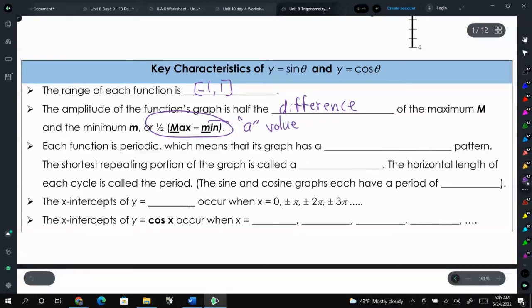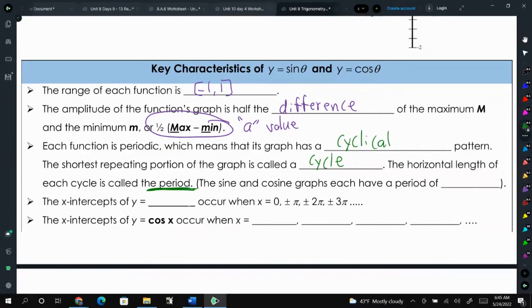Each function is periodic, which means it has a cyclical pattern. The shortest repeating portion of the graph is called a cycle. The horizontal length of each cycle is called the period. That's what we're going to be referring to it as most, and we're not going to say cycle a lot. We're going to say the period of this function. The sine and cosine graphs have a period of 2 pi because that's how often we repeat ourselves. So think about 2 pi as a full circle.